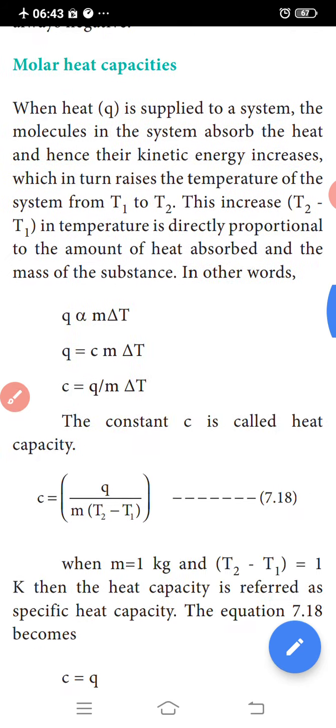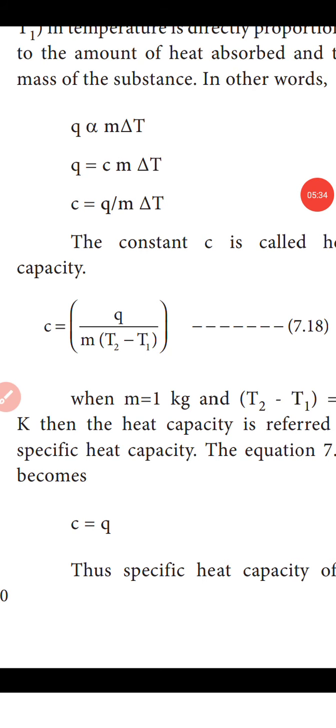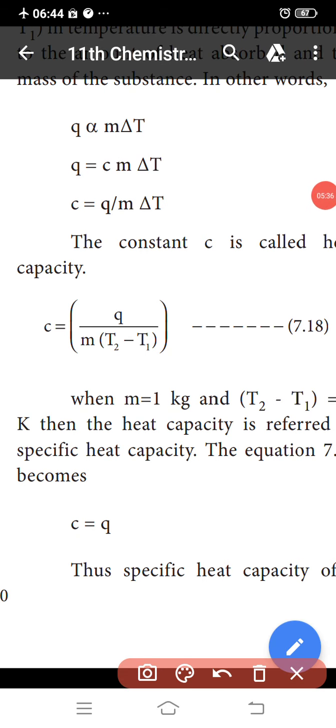Okay, and the second topic is molar heat capacity. When heat is applied to a system, the molecules in the system absorb the heat and hence their kinetic energy increases, which in turn raises the temperature of the system from T1 to T2. This increase, T2 minus T1, in temperature is directly proportional to the amount of heat absorbed and the mass of the substance.